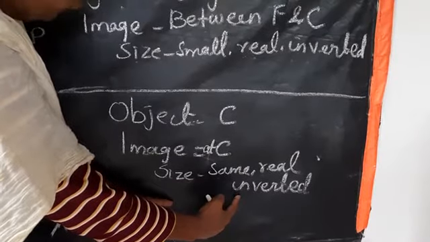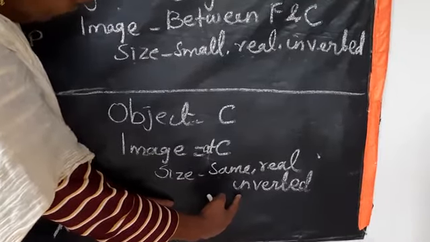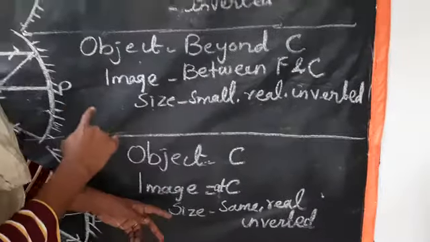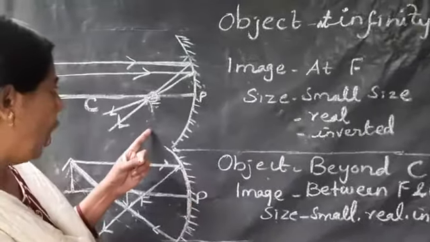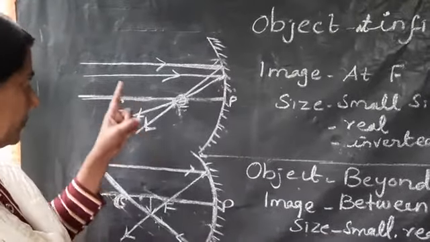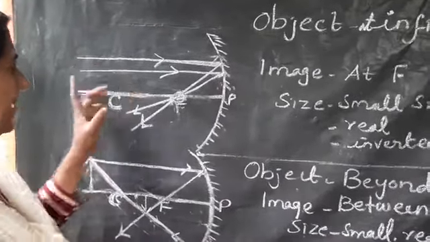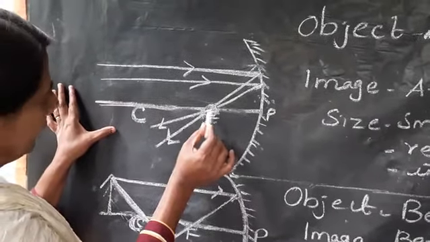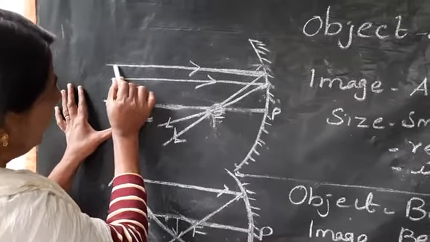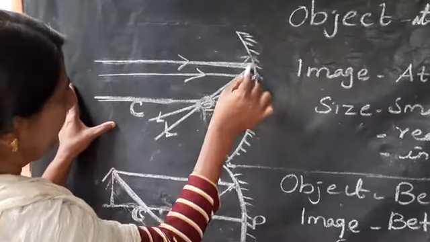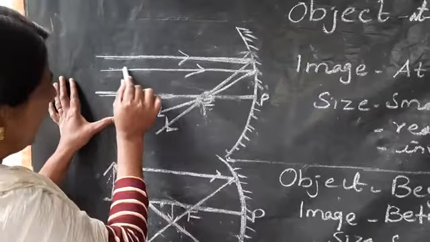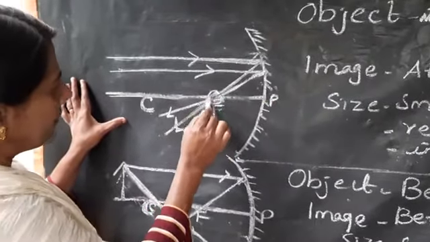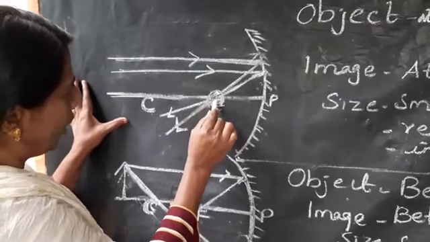Okay, dear ones, hope you understood. Today, you have seen 3 ray diagrams in concave mirror. The first one, when the object is at infinity, the image is formed at F. Once again, I am repeating, a ray comes parallel to the principal axis, goes through F. Another ray comes parallel to the principal axis, goes through F. So, they meet here, so the image is formed.